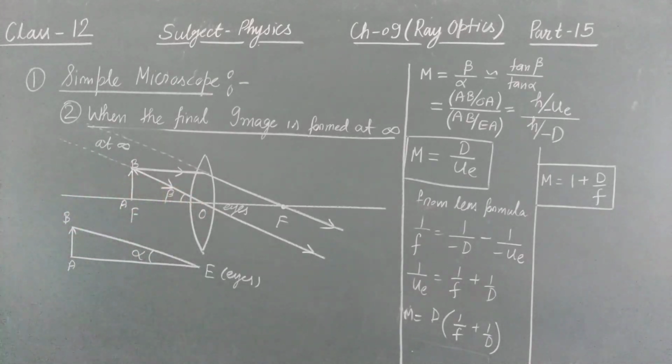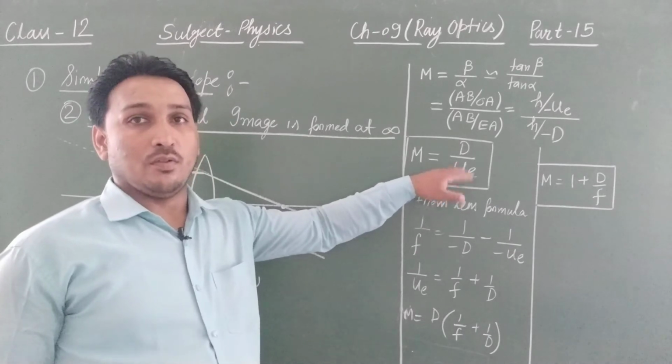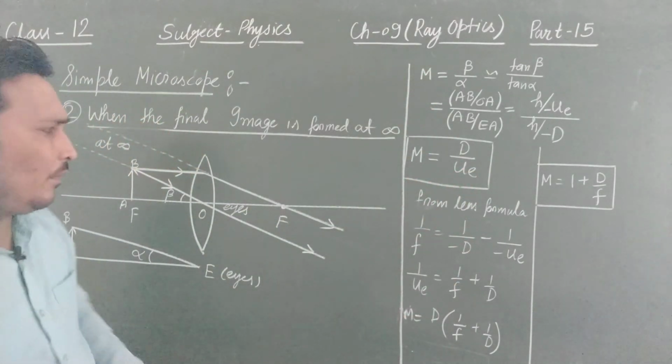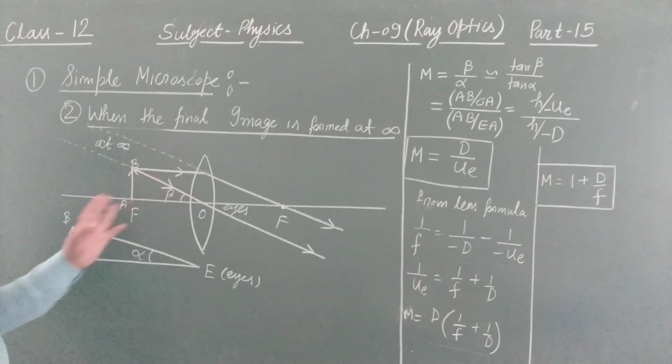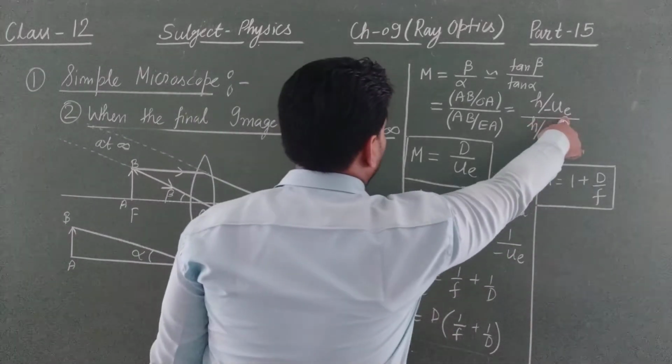Now just see, if we have to calculate the magnifying power, I hope till here there will be no change. All the derivations will remain the same. That's why I have not removed it. Every variable, even a, b, everything will be the same. Only one thing will be changed now, and that distance is UE.